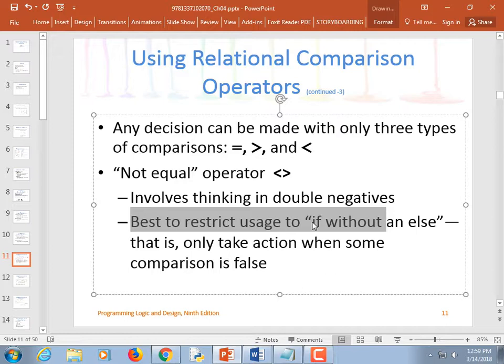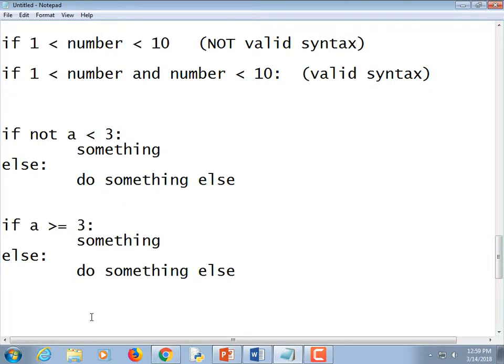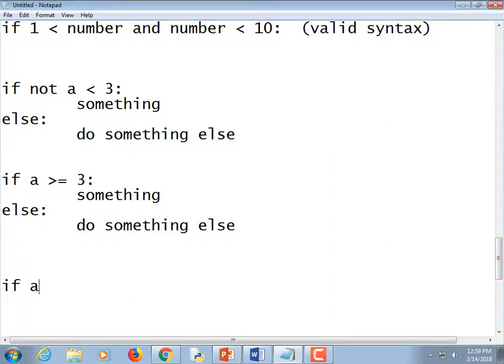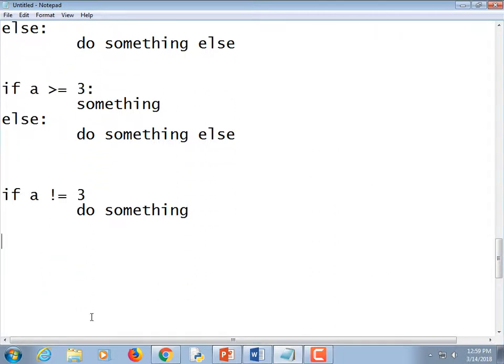So their suggestion is if you're going to use not or not equal, restrict that usage to a single alternative if. So like this, if A is not equal to 3, do something. Don't throw in else, do something else. That's their recommendation. And I'm going to just kind of go, I don't really see the point.